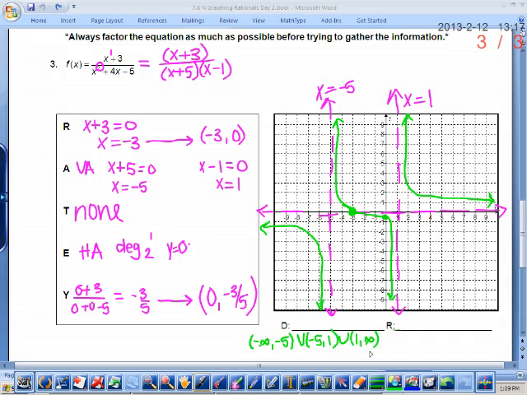Okay. What about the range? All real numbers. All real numbers. Why? Because that middle section crosses the horizontal asymptote, which is where we would have skipped, but we had to cross it. So this is negative infinity to infinity. Okay?